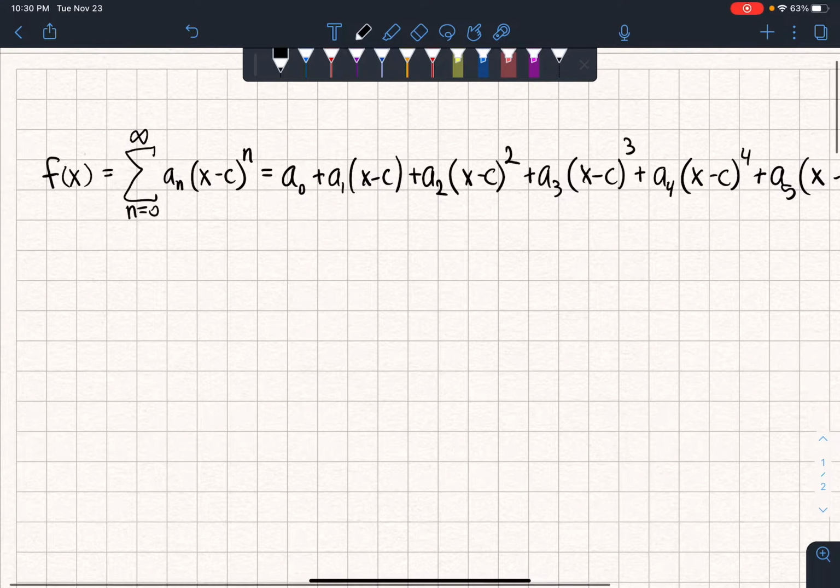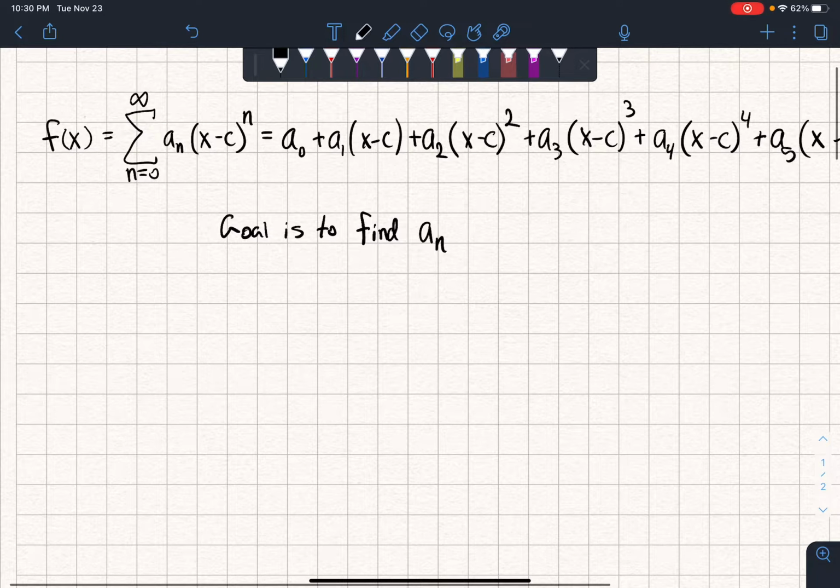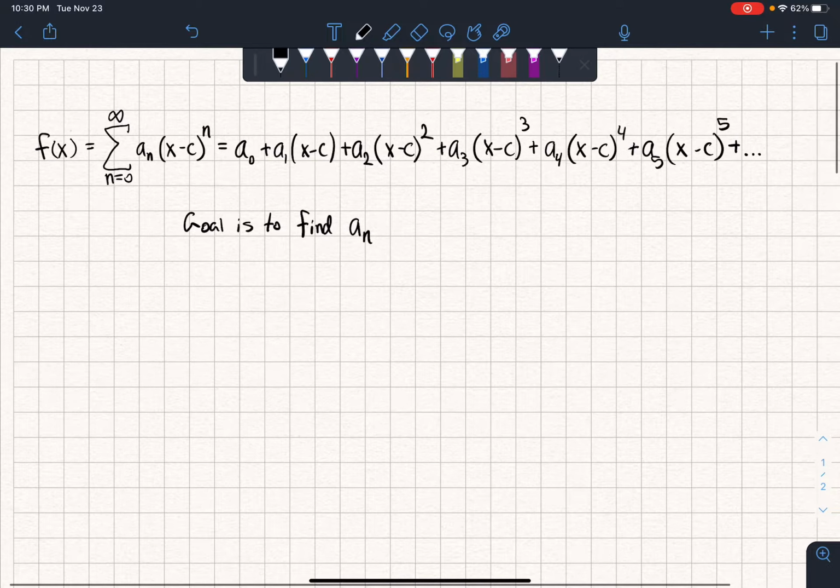So our goal is to basically find a formula or an expression for this a sub n. We want to find out a specific formula for a sub n. So the goal is to find a sub n. How I'm going to go about doing this is basically I'm just going to start taking derivatives of f of x.